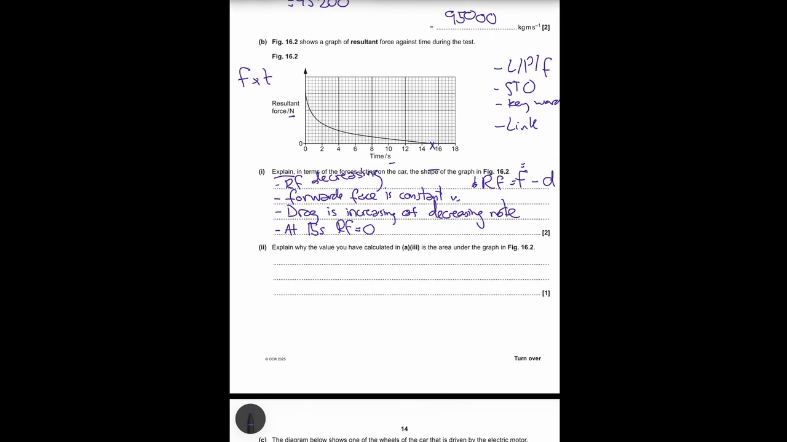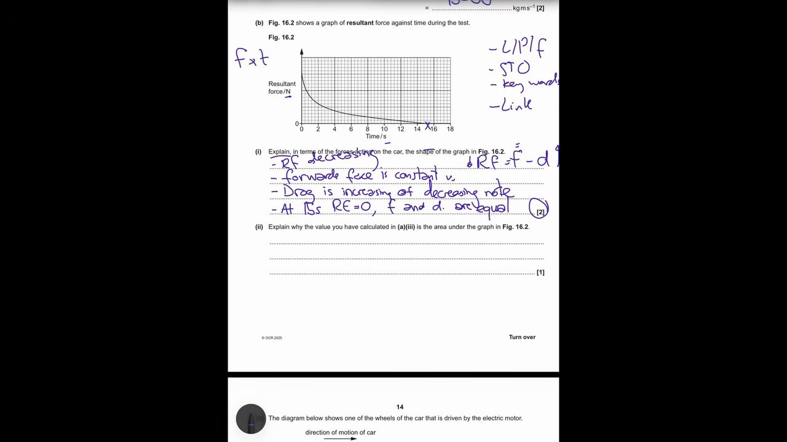Why would the resultant force be 0? It must be because the forward force from an engine and drag are equal. Obviously, in the real exam, write out properly, don't abbreviate like me. But yeah, I think that's probably fair enough. And I'm pretty confident that that's going to be enough to get the 2 marks for this question.